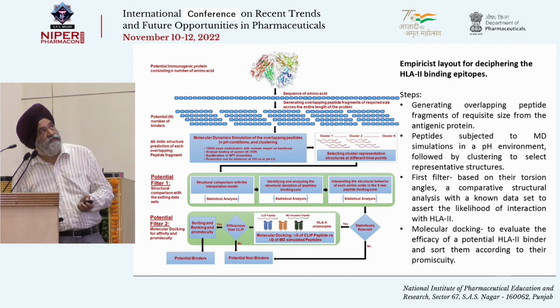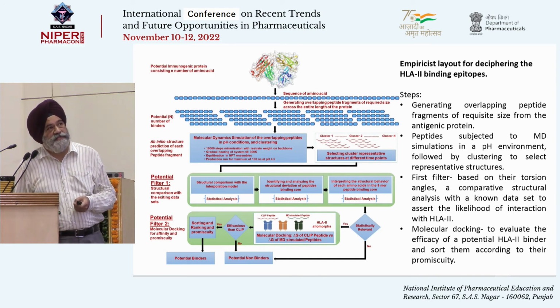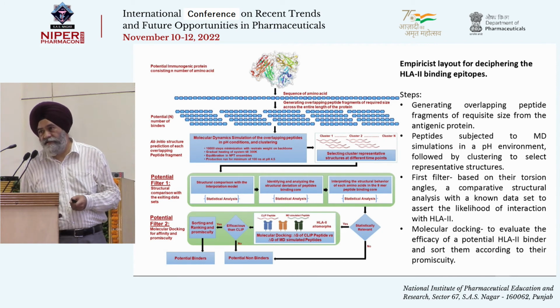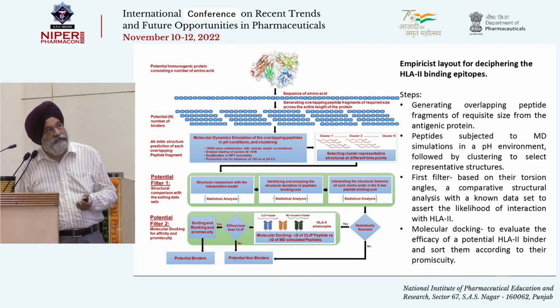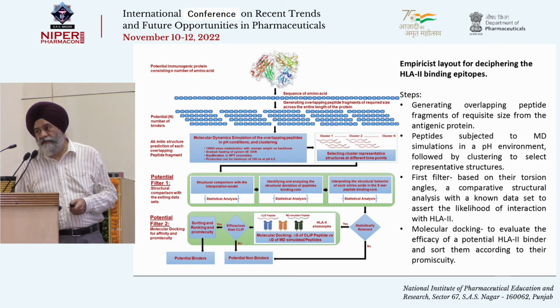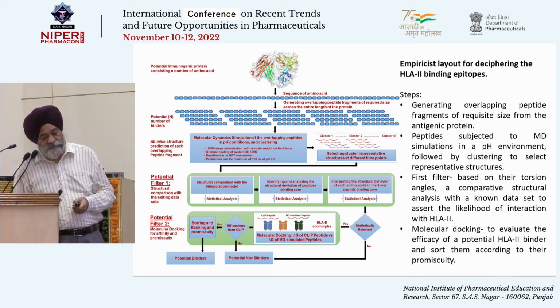Based on this, the strategy we are giving, the steps are the same: once we develop the peptides, we take the overlapping peptide fragments, we subject them to MD simulations in the endosomal pH environment, followed by clustering, trying to find out the representatives, take those representatives, dock them, and then try to evaluate whether they can be binders or non-binders. The reference peptide can be taken as the CLIP peptide, and with that reference, we can check whether this particular antigenic peptide is going to get bound or not. So this is another pipeline that we have developed.